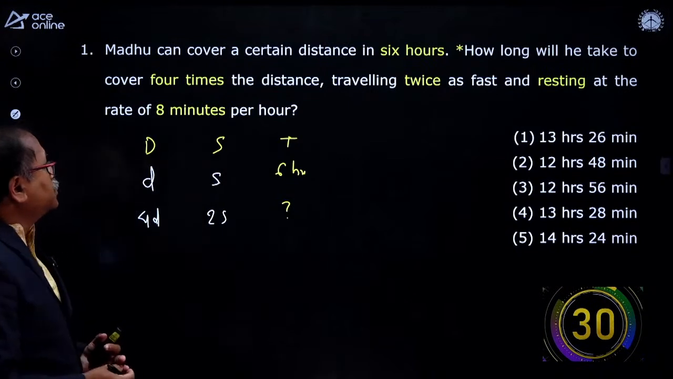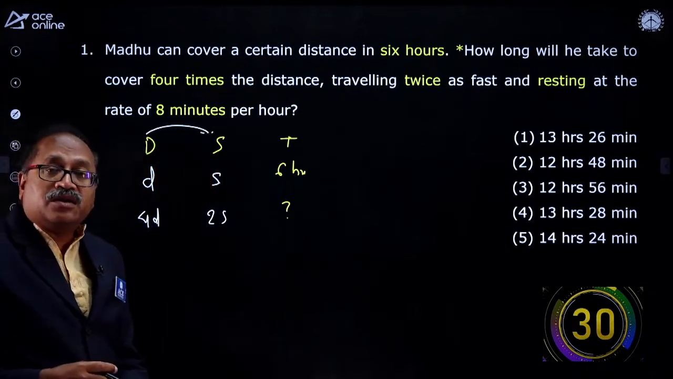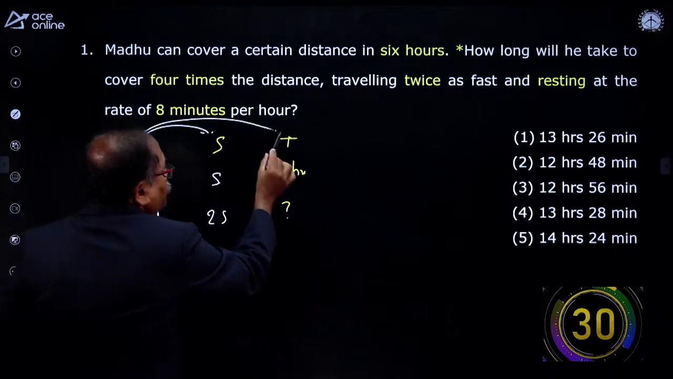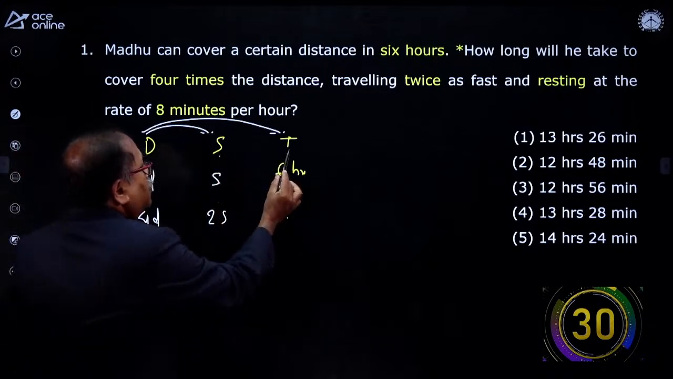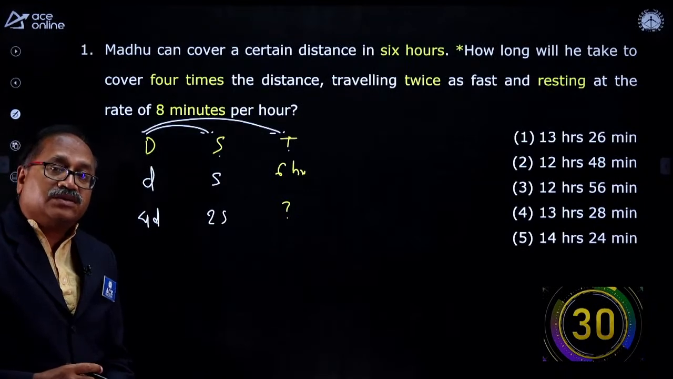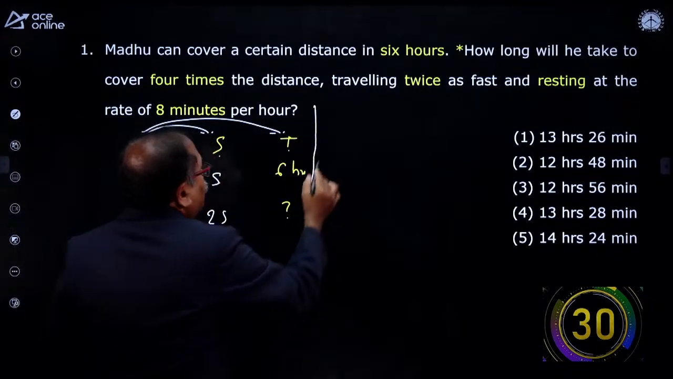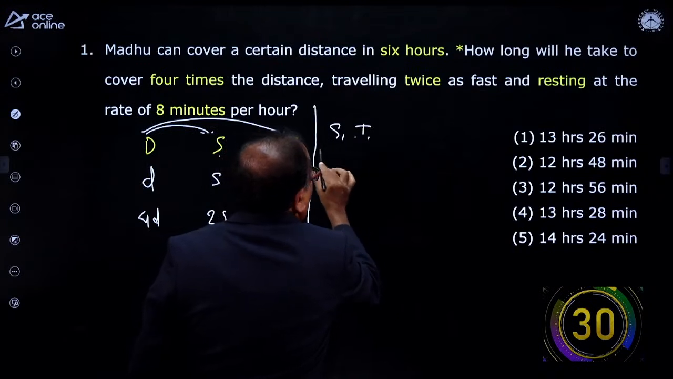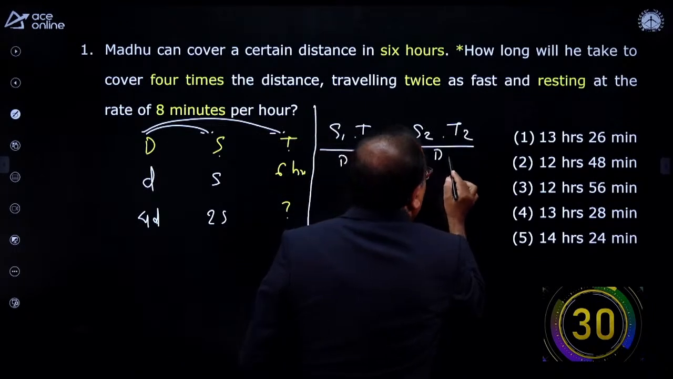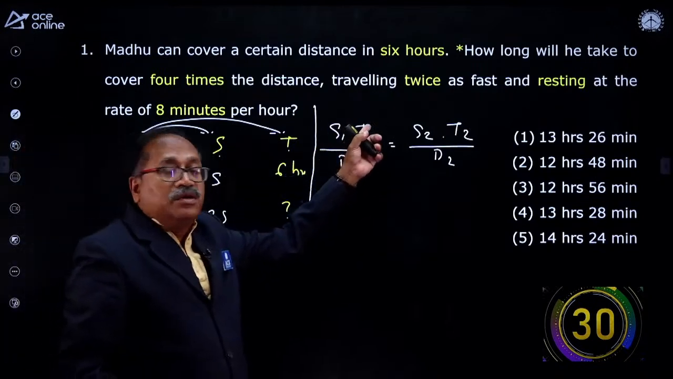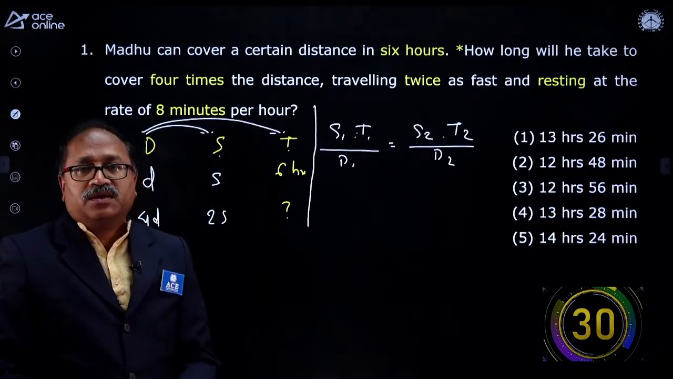What is the relation between distance, speed and time? Distance and time vary directly. Speed and time vary inversely. So can I write a small formula: S1 into T1 by D1 is equal to S2 into T2 by D2. Inversely varying quantities get multiplied, directly varying quantities get divided. So we know that variation concept.